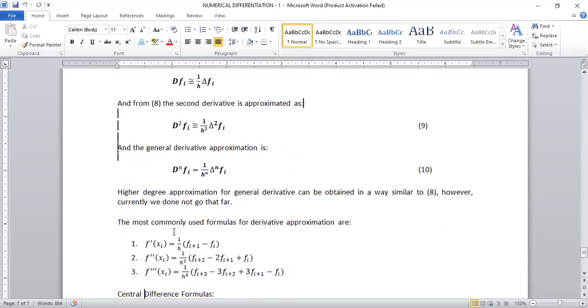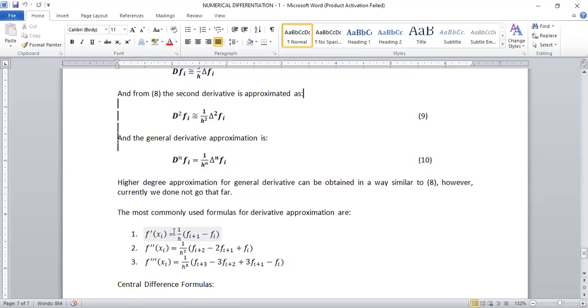The most commonly used formulas for derivative approximations. First order derivative, 1 upon h, first order difference. Delta fi is nothing but fi plus 1 minus fi, or yi plus 1 minus yi. Second order derivative, 1 upon h square into delta square. We know delta square means what? f2 minus 2f1 plus f naught. Third order derivative is 1 upon h cube into third order difference, etc., etc.